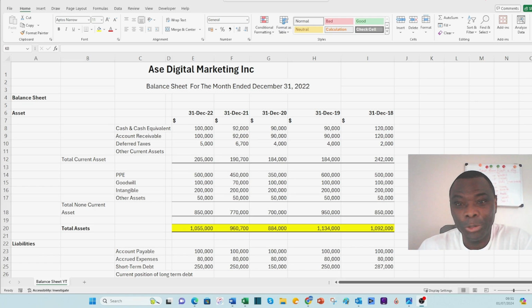On today's show, I want to show you how to analyze a balance sheet like a pro. I want to show you how to analyze a balance sheet like a CFO. Because how does a CFO analyze his or her balance sheet? First of all, he or she looks at it from a risk perspective, from a risk angle. But before then, let me introduce myself.